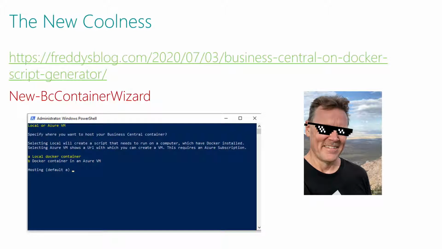You just type new-BcContainerWizard, and it walks you through the process, asks you questions saying, hey, what type of container do you want? What name do you want? What type of authentication are you going to use? And walks you through that series of questions. And when you're done, it produces a very cool script.